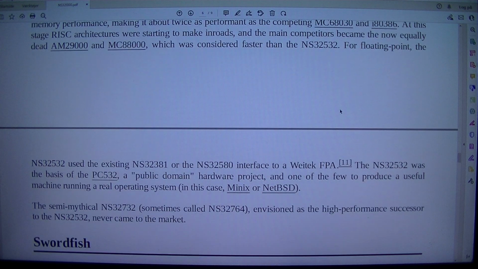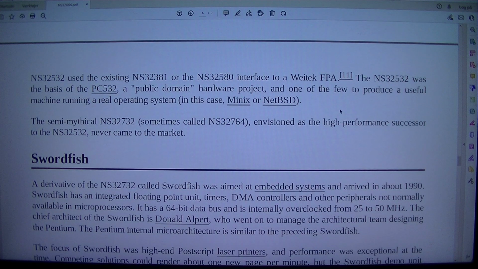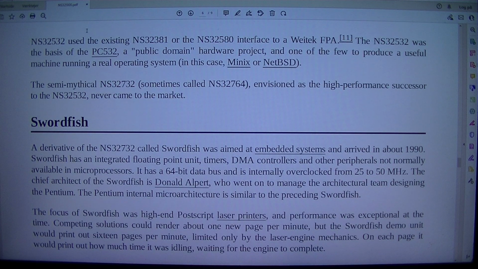For floating point, the NS32532 used the existing NS32381 or the NS32580 interface to a WTL FPA. The NS32532 was the basis of the PC532, a public domain hardware project, and one of the few to produce a useful machine running a real operating system, in this case, Linux or NetBSD.